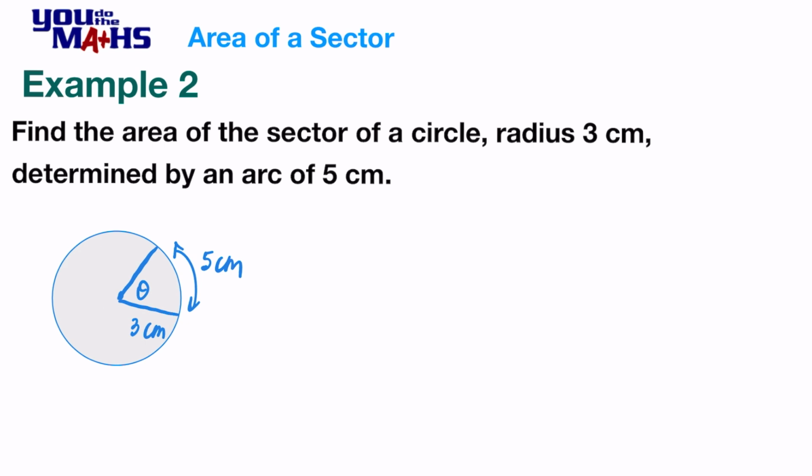So we can use the length of the arc to determine the angle. That formula is L equals r theta. So we can substitute in 5 for the length of the arc, 3 for the radius, and from there determine the angle to be 5 on 3 radians.